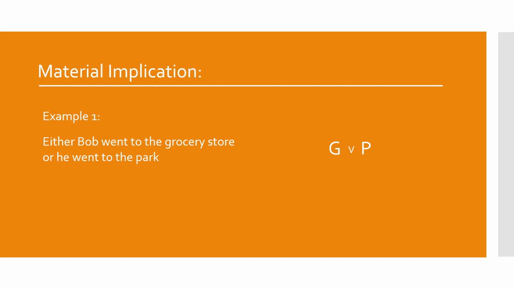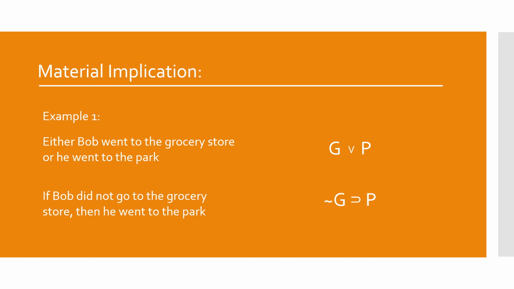Notice the first statement here is a disjunctive claim, and it says either Bob went to the grocery store or he went to the park. And symbolically stated, we simply get G or P. Now notice what material implication tells us is that we can take this disjunctive statement and convert it into a conditional statement if not G then P, so long as we negate the first term, and in this case the antecedent there. So notice what this is telling us is that the claim either Bob went to the store or he went to the park is identical to the claim if Bob did not go to the grocery store, then he went to the park. These two are logically equivalent to one another, and so we can convert back and forth between these forms.